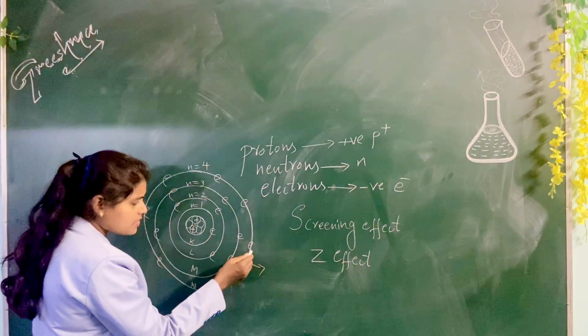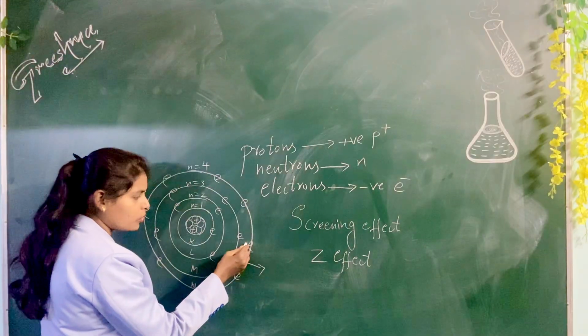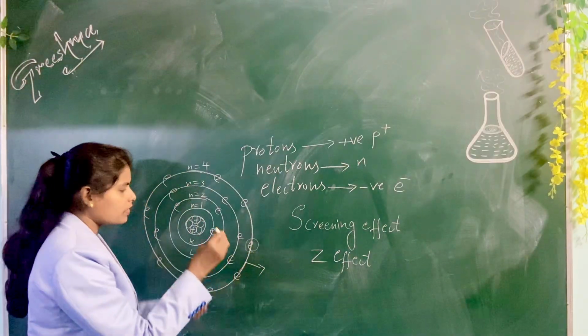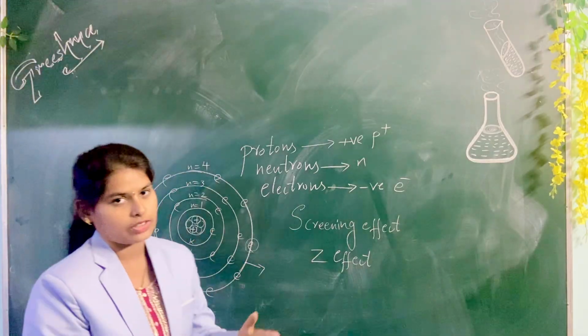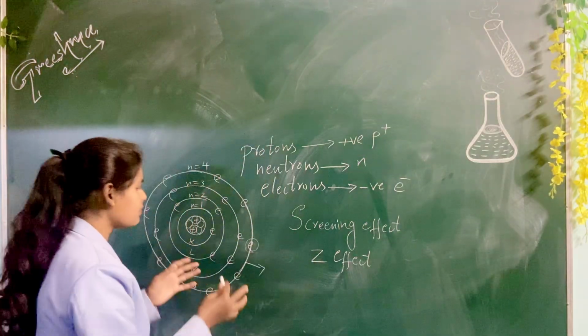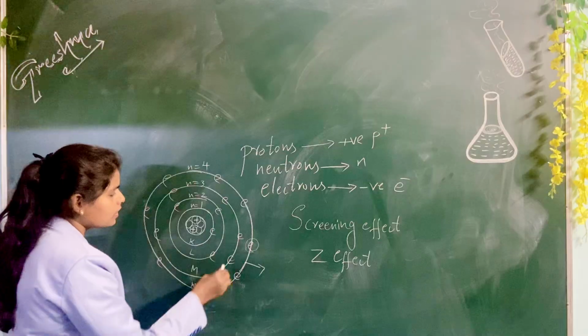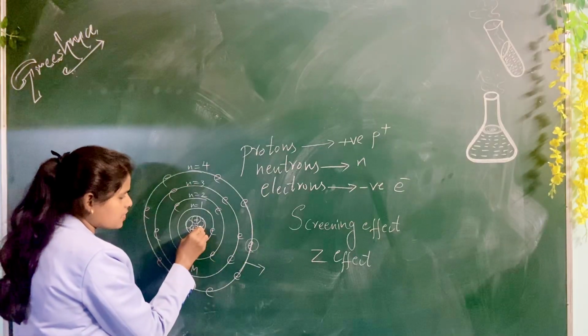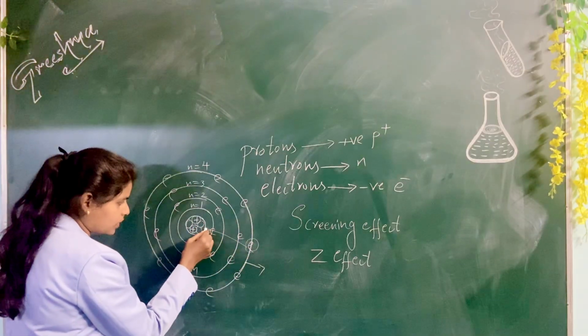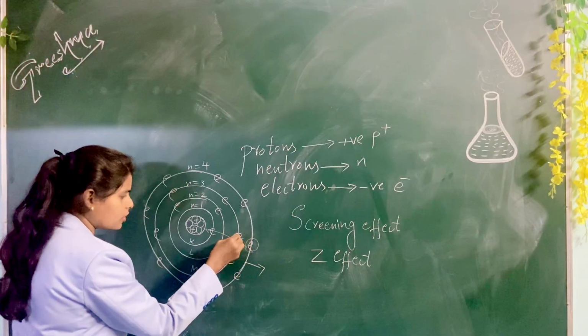The electrons which are present in this outermost shell, if the nucleus wants to remove these electrons present in the valence shell, what will happen? If this nucleus wants to attract these electrons towards itself, from the innermost shell to the outermost shell.